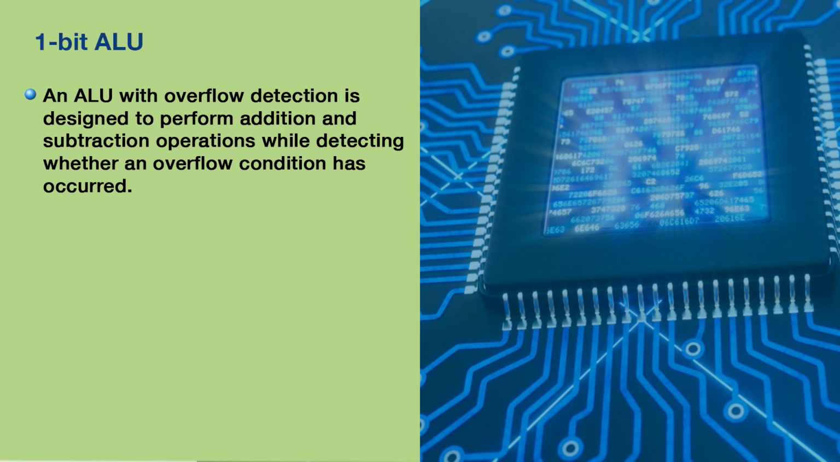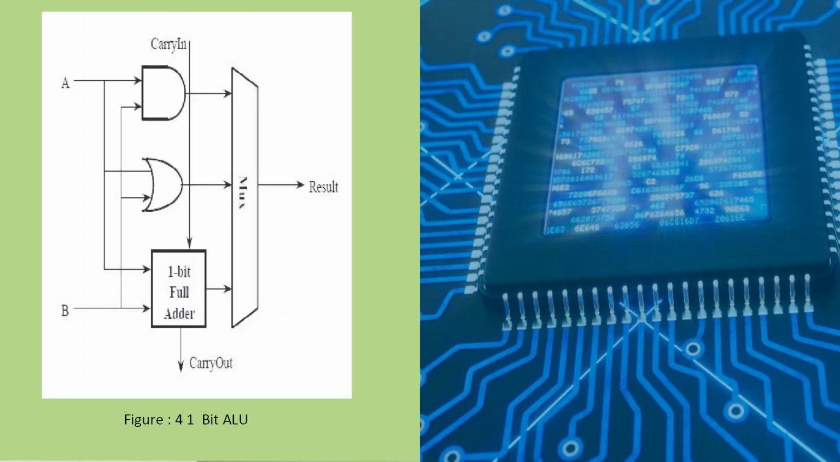It can be an ALU with overflow detection, designed to perform addition and subtraction operations while detecting whether an overflow condition has occurred. Here is how an ALU with overflow detection typically works for addition and subtraction. This is the block diagram where we use the AND gate, OR gate, full adder and multiplexer to perform the 1-bit arithmetic logic operation.